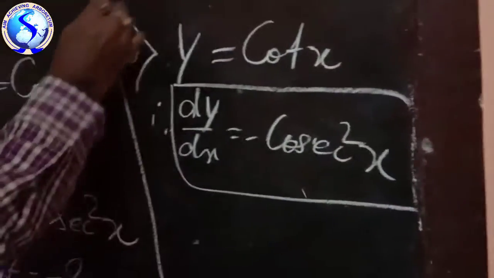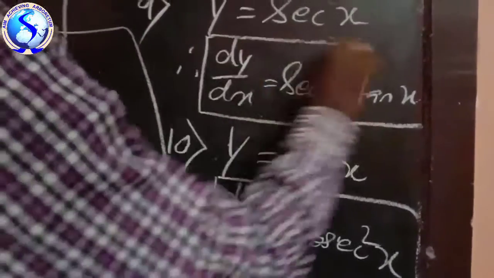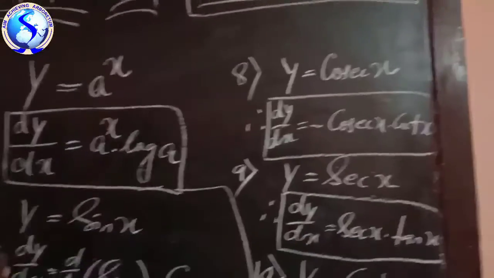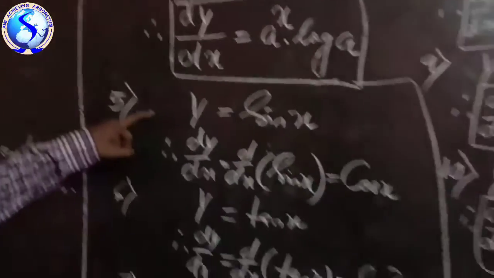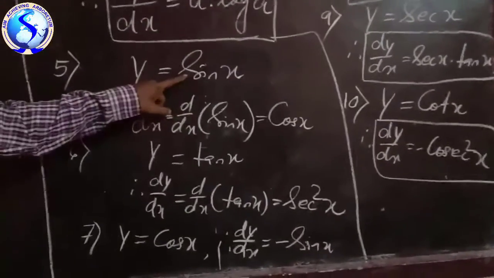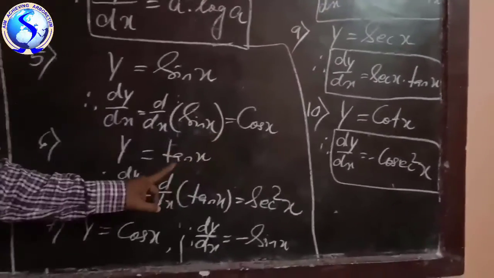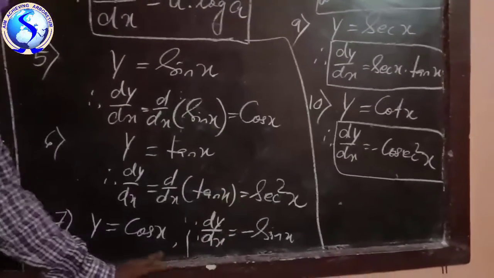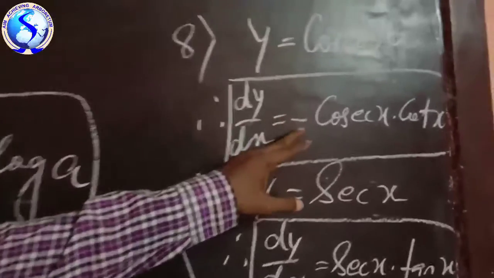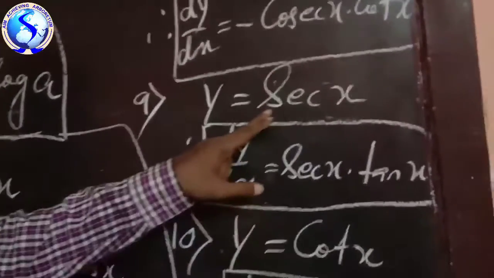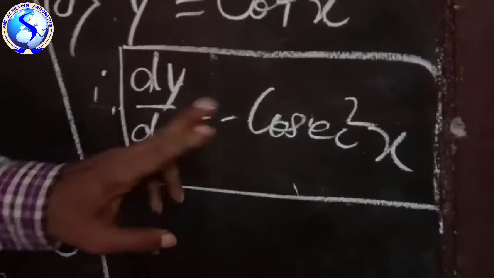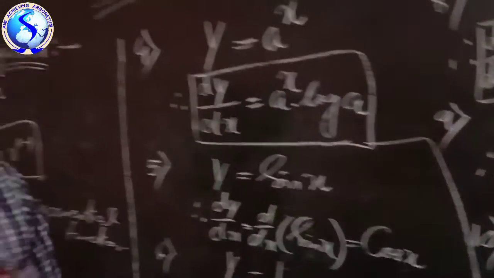How many formulas are written here? Total 10 formulas are written. Out of 10, from number 5, I have written trigonometrical functions. Sin x is a trigonometrical function. The derivative of sin x is cos x, the derivative of tan x is sec square x, the derivative of cos x is minus sin x, the derivative of cosec x is minus cosec x cot x, the derivative of sec x is sec x tan x, and the derivative of cot x is minus cosec square x. All these formulas you have to memorize. Okay, let us go next.